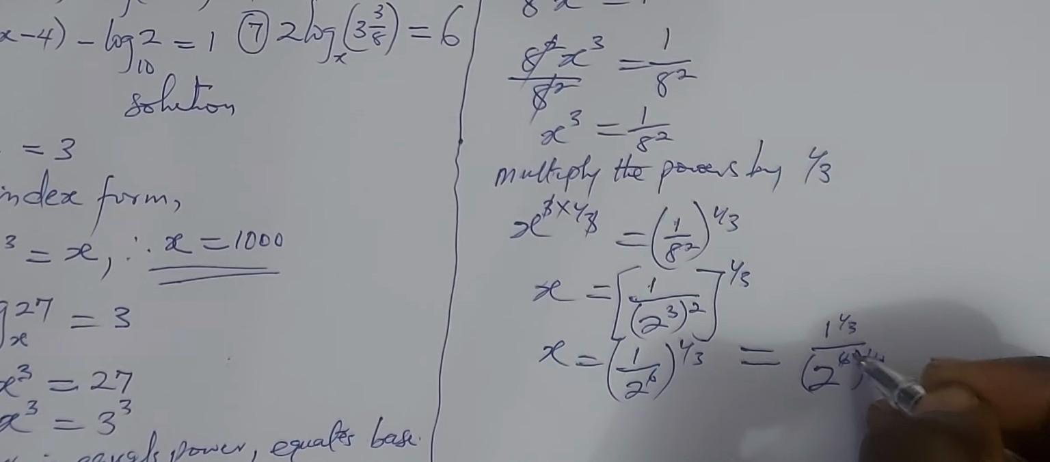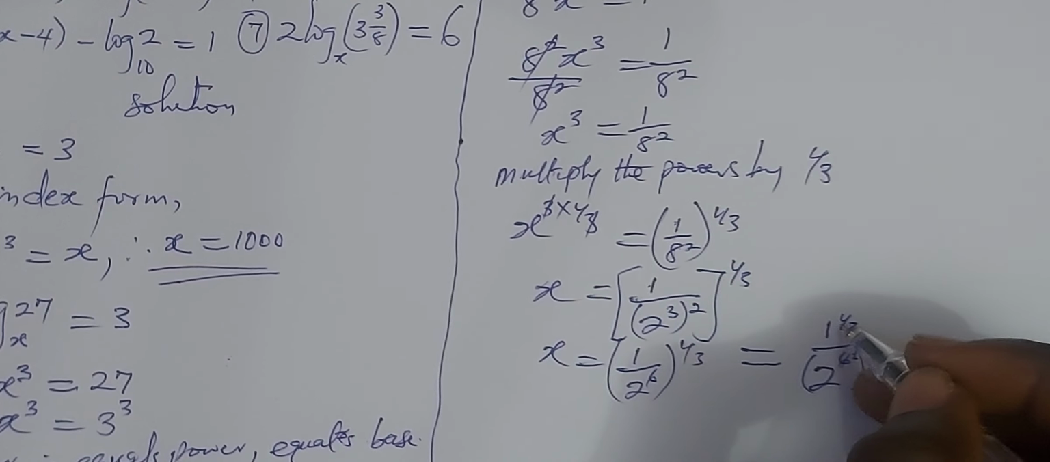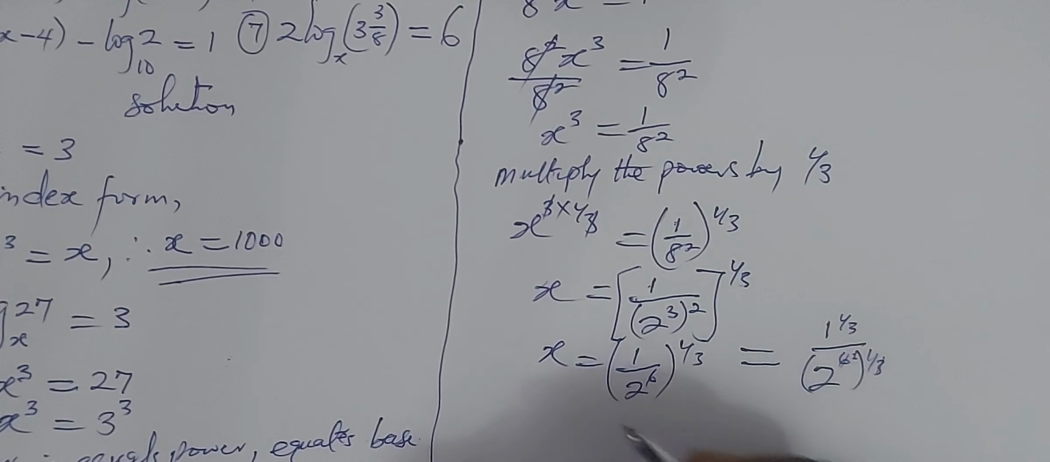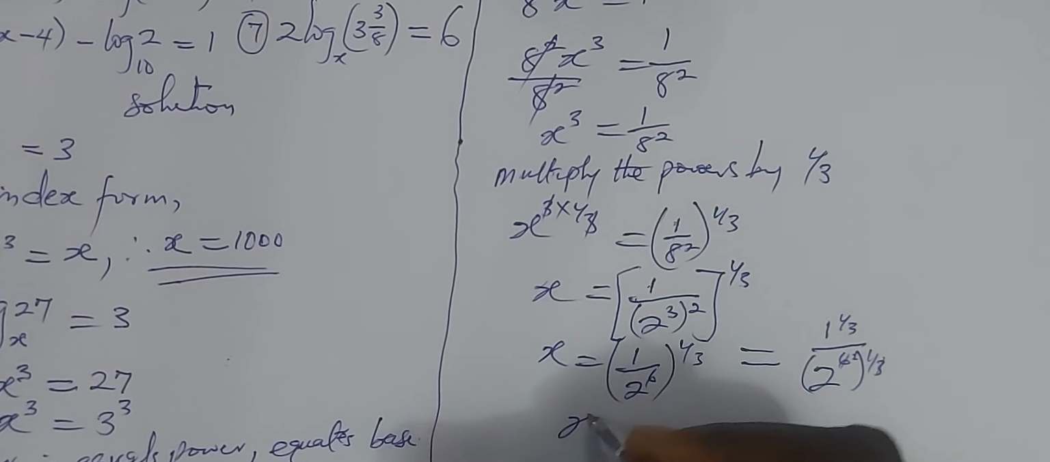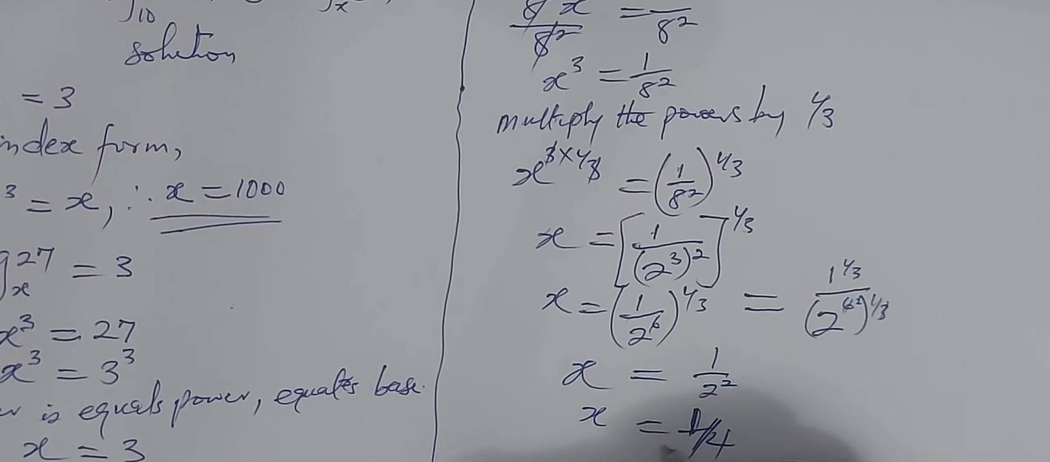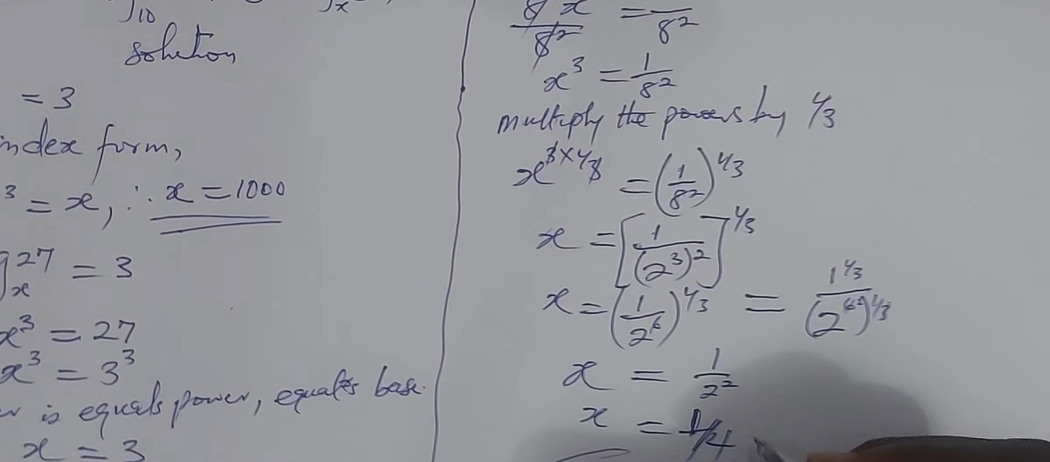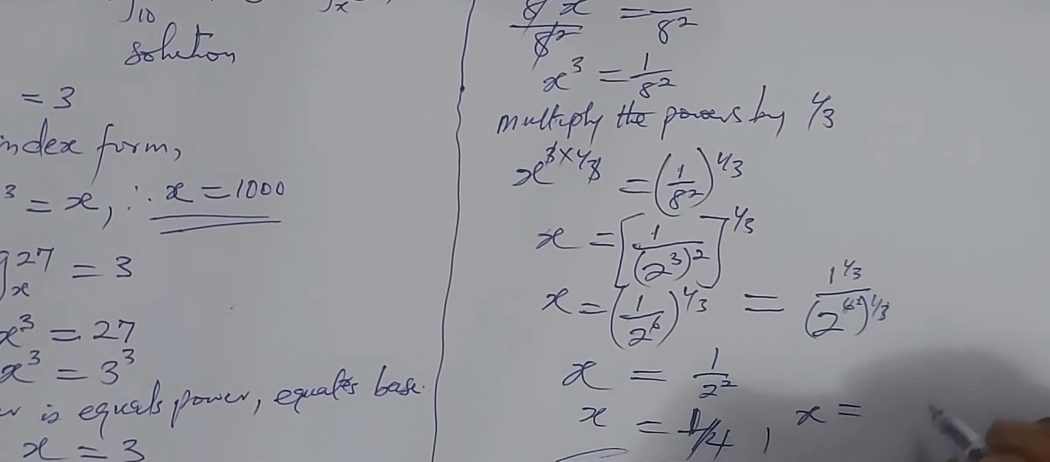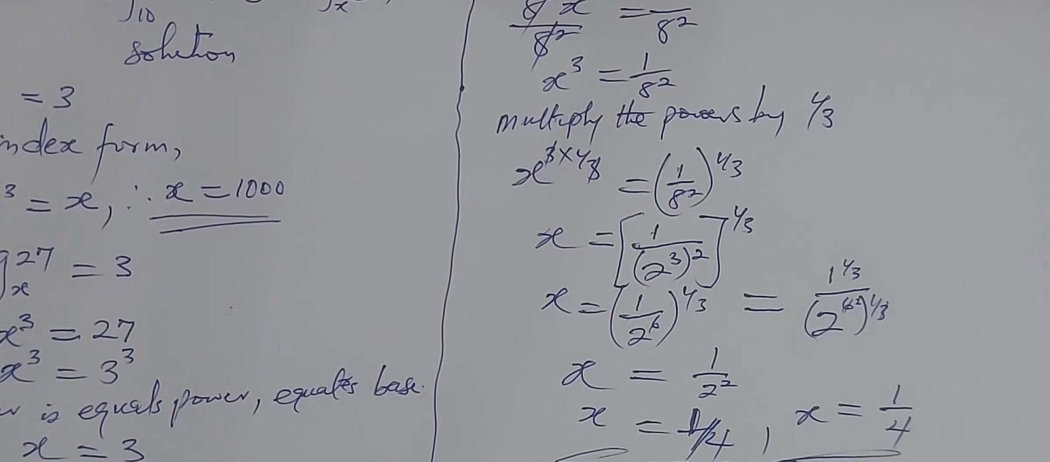This cancel this, remainder 2. And this one still remain. 1 raised to the power of anything is still 1. So our x is equals to 1 all over 2 square. X equals 1 over 4 as the answer.